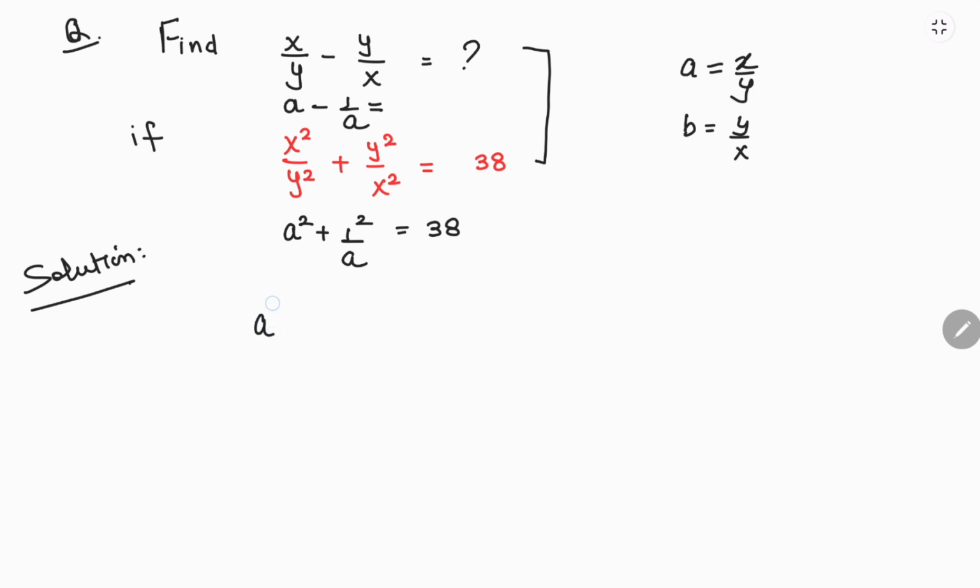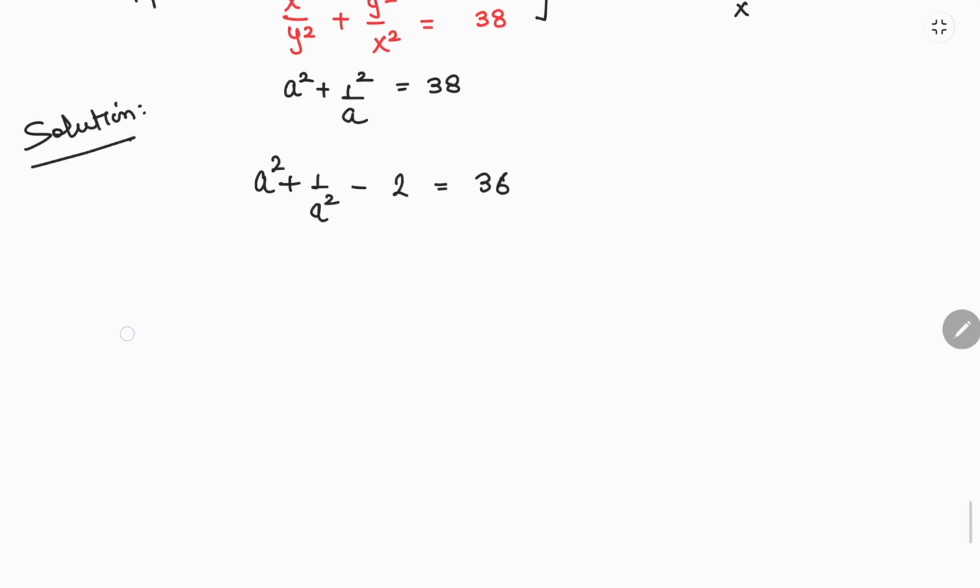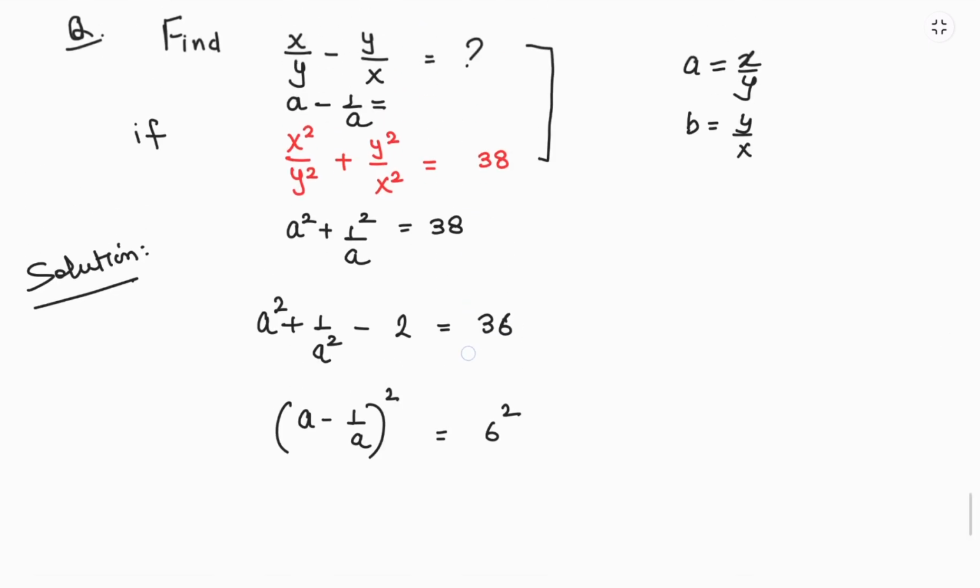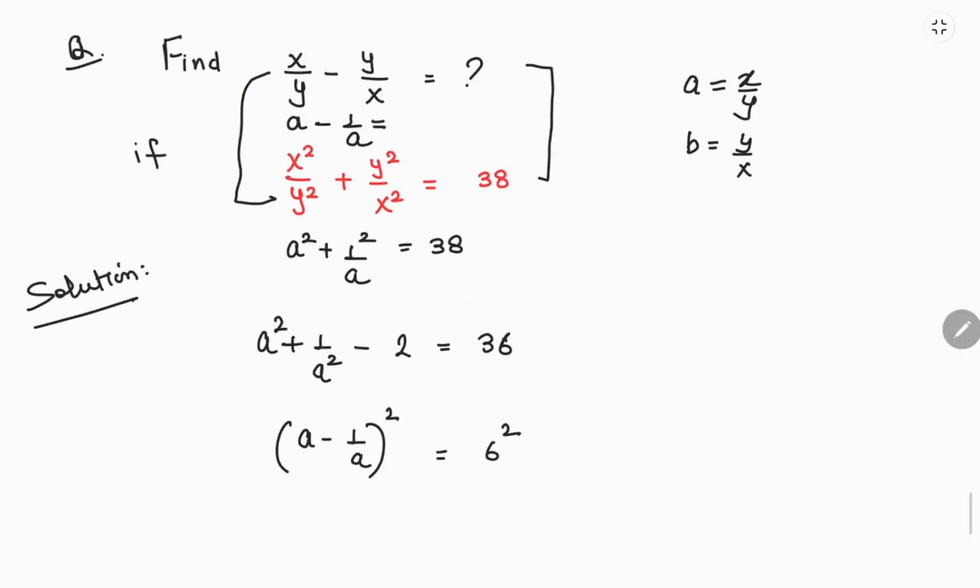So what do I do? If I write a square plus 1 by a square and I subtract 2 from it, from both sides, it will become 36 on the right hand side, because it was 38 earlier, right? We subtracted 2 from both sides, right? So on the left hand side, you have a minus 1 by a whole square, and on the right hand side, you have 6 square, right? We didn't do anything. We just found out the relation between these two things, whatever is given to us.